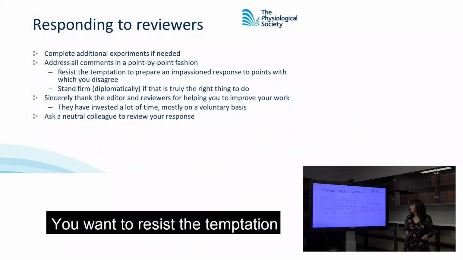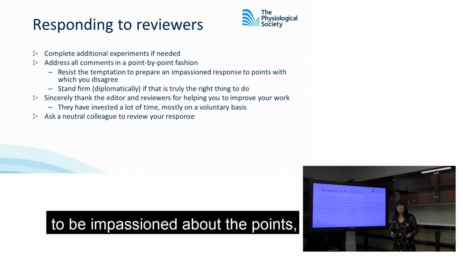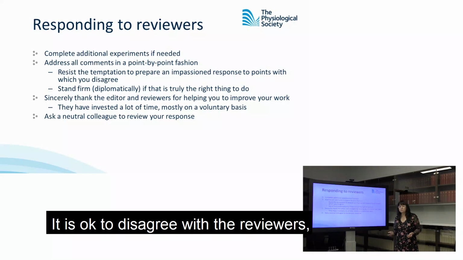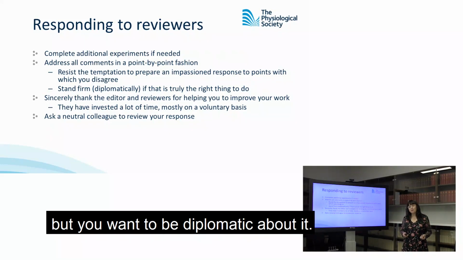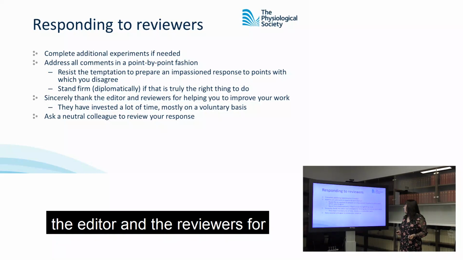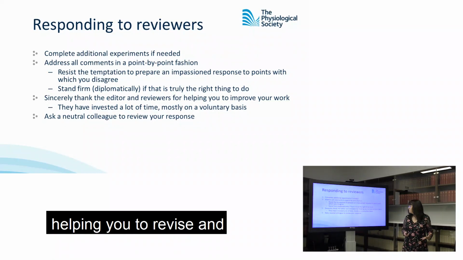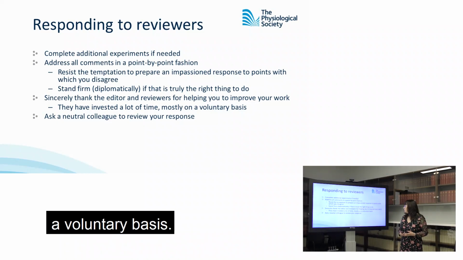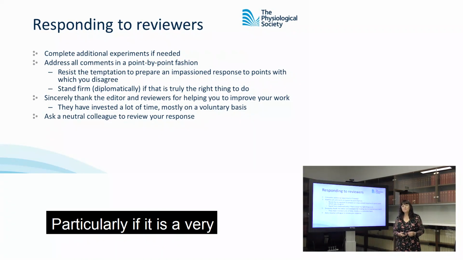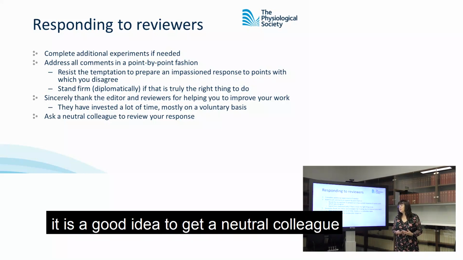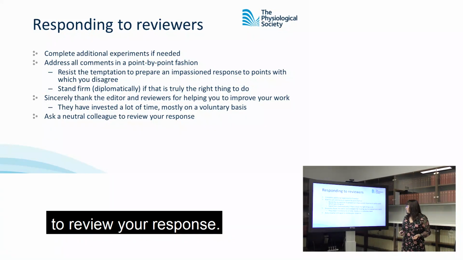You want to resist the temptation to be impassioned about the points, particularly any points with which you disagree. It is okay to disagree with the reviewers, but you want to be diplomatic about it. And it goes a long way to sincerely thank the editor and the reviewers for helping you to revise and improve your work. They do invest a lot of time in this, and it's usually on a voluntary basis. And then particularly if it's a very extensive review or you think potentially contentious, it's a good idea to get a neutral colleague to review your response.